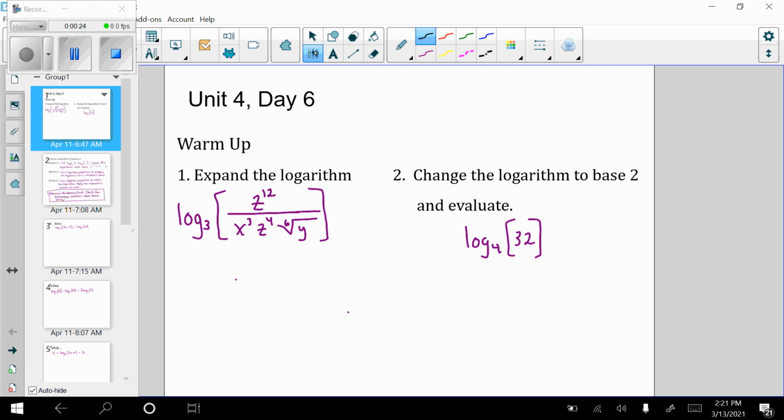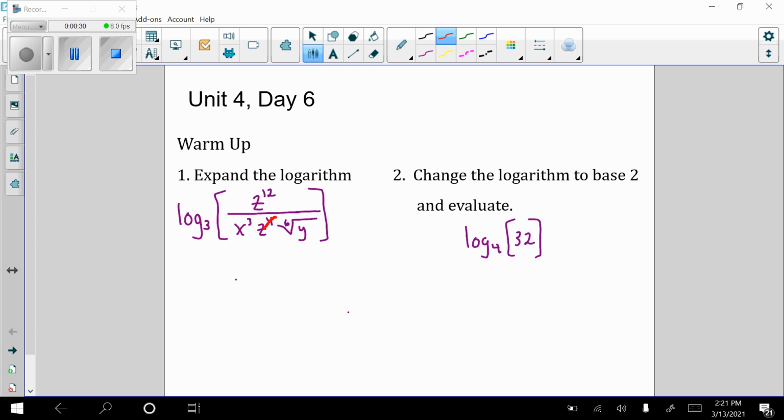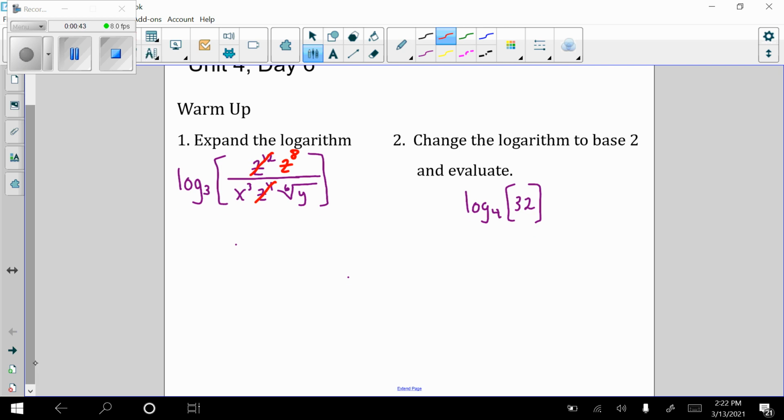Okay, so for this first one, we're going to expand. So you're going to need to remember your properties. The first thing I see, though, is we can make this a little bit simpler by simplifying our z to the 12th over z to the 4th and make that z to the 8th. So remember, the reason I can do that is because all of those expressions on the bottom are being multiplied. If they were being added or subtracted, then we would not be able to simplify that.